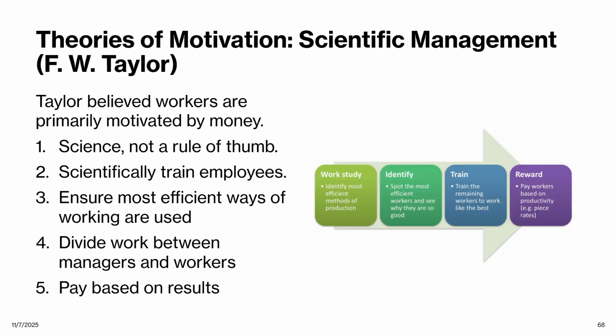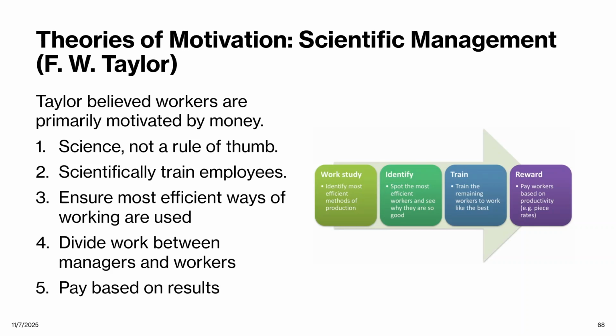Then we have the scientific management theory developed by F.W. Taylor. Taylor believed that workers are primarily motivated by money. So science is not a rule of thumb. Scientifically, you have to train employees, then you have to ensure the most efficient ways of working are used. You have to divide work between managers and workers, and you have to pay based on results.